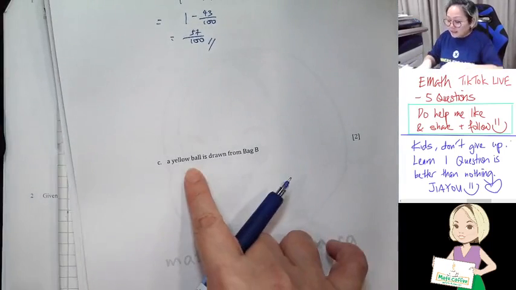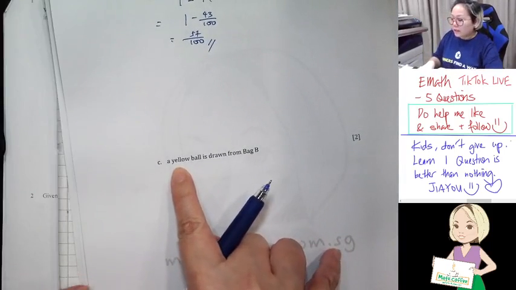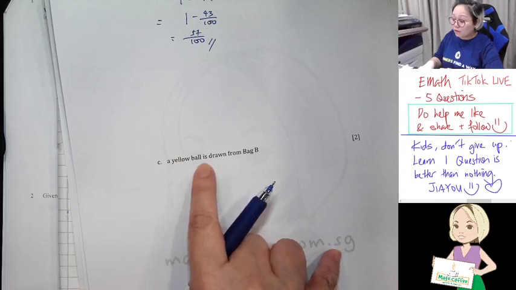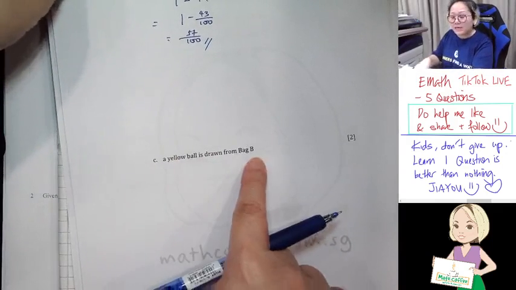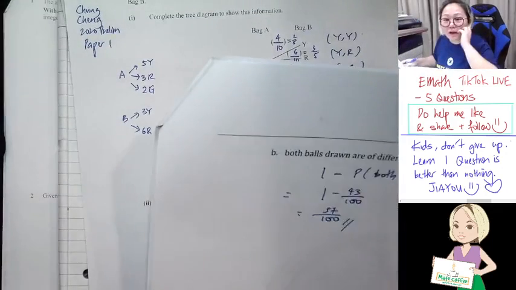Okay, come. See this, now they ask, what is the probability to get a yellow ball drawn from bag B? You see. See, yellow ball from bag B.